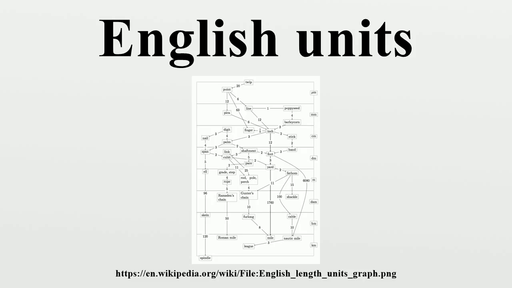Perch, 24.75 cubic feet of dry stone, derived from the more commonly known perch, a unit of length equal to 16.5 feet. Cord, 128 cubic feet of firewood, a stack of firewood 4 feet by 4 feet by 8 feet.